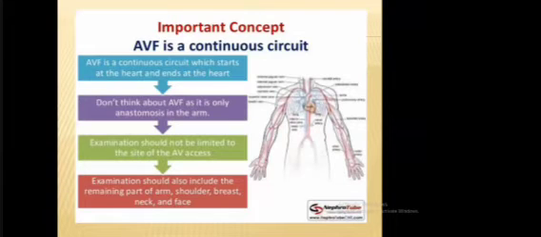This is the circuit of the AV fistula. It is a continuous circuit. It is not a creation only at the wrist. It is a continuous circuit which starts at the heart and ends at the heart. Don't think it is only an anastomosis in the arm. Examination should not be limited to the site of the AV access. Examination should also include the remaining parts of the arm like the forearm, upper arm, shoulder, breast area, neck area, and face.